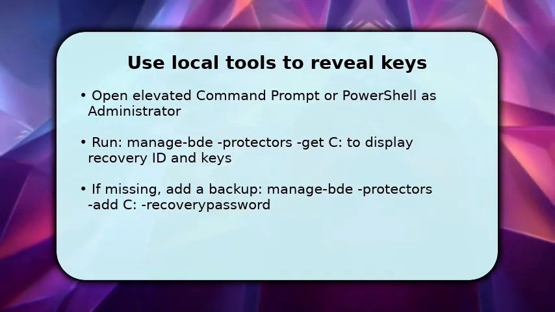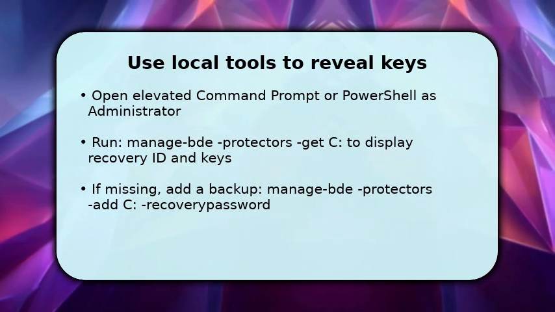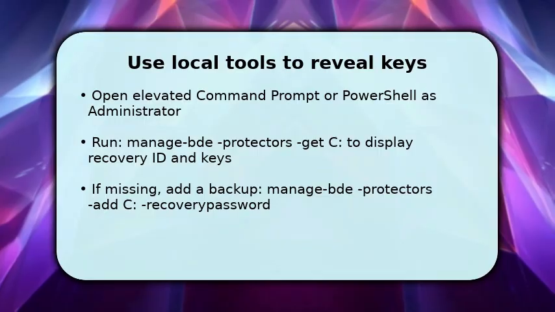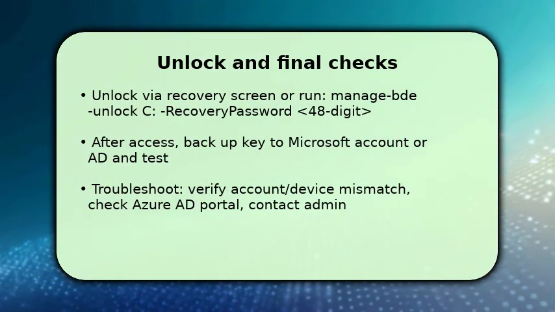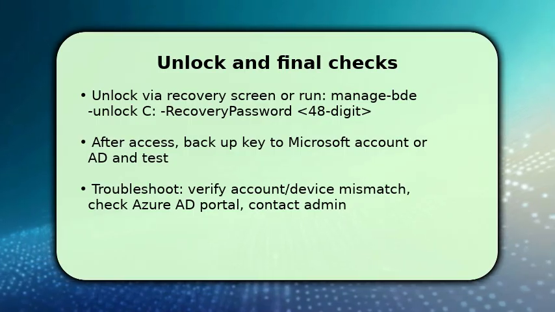Make sure to copy the recovery string exactly. Small transcription errors will prevent unlocking and waste time. Use the 48-digit key at the BitLocker recovery prompt or run manage-bde -unlock C: with your 48-digit recovery password from an elevated shell to regain access.